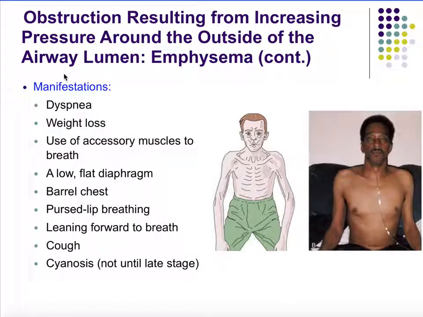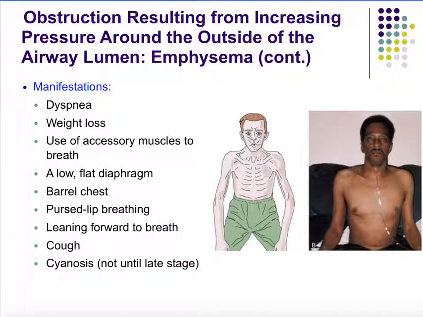And so manifestations include dyspnea, difficulty breathing, weight loss, and then again, you'll really need to use your accessory muscles to help you breathe. You'll also see a low, flat diaphragm and a barrel chest, and that's associated with all of that old, stale air getting trapped in the lungs, pushing our diaphragm down, making our chest wall kind of puff out, creating that barrel chest look.